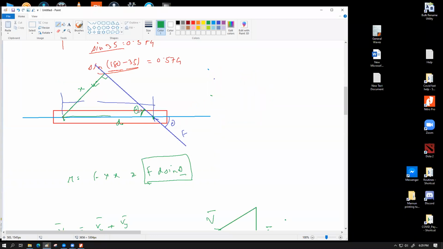Where could the theta not be in this diagram? The theta should not be here or here. For example, have a look.